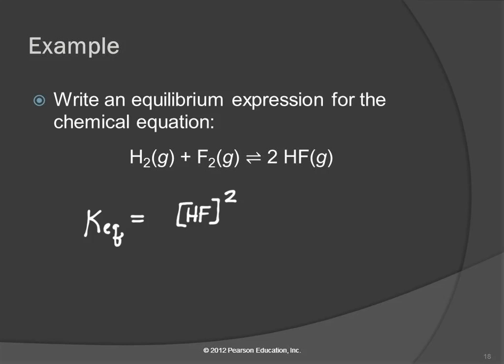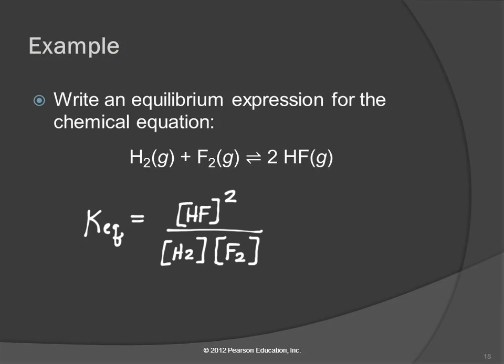So all the products on the top and the reactants on the bottom. The reactants, we've got H2. What's the coefficient on hydrogen? 1. And so the exponent will be 1. We don't need to write that. And then we've got F2. And it also has a coefficient of 1 that's not written. And so we have an exponent of 1 that's not written. So that's the equilibrium expression for that chemical equation.